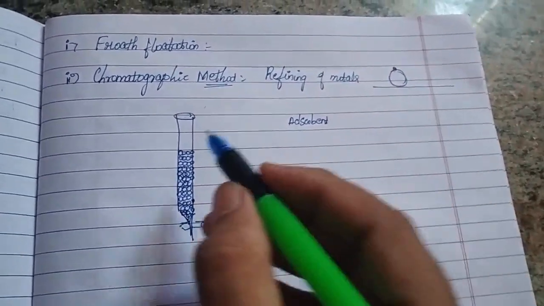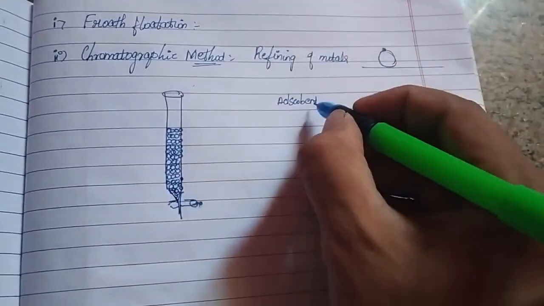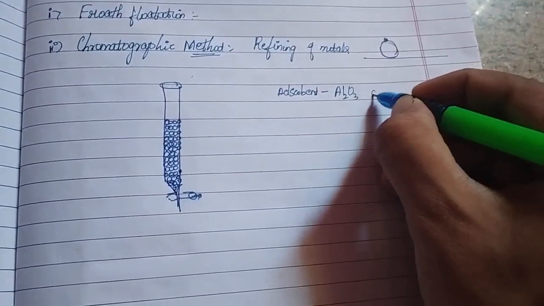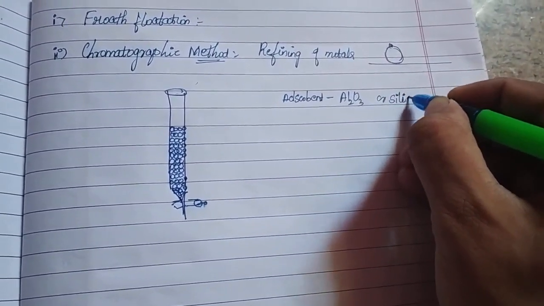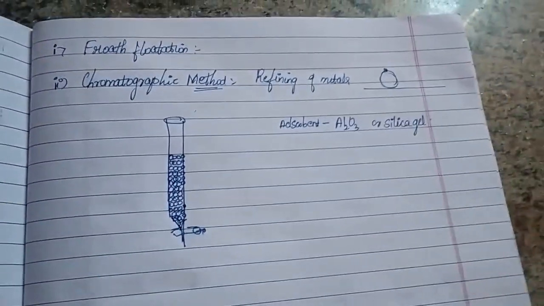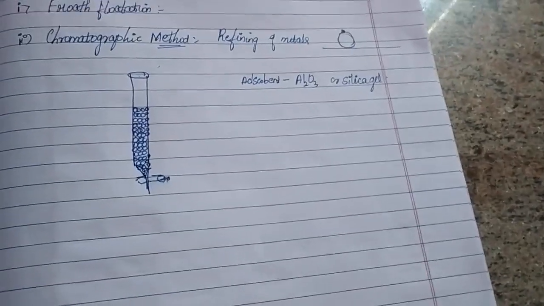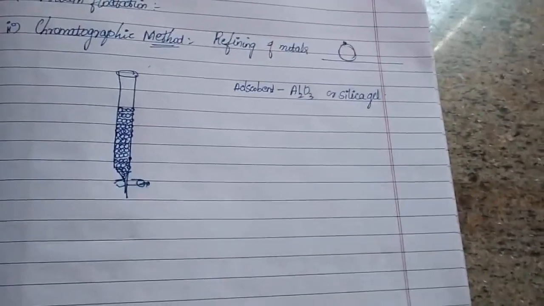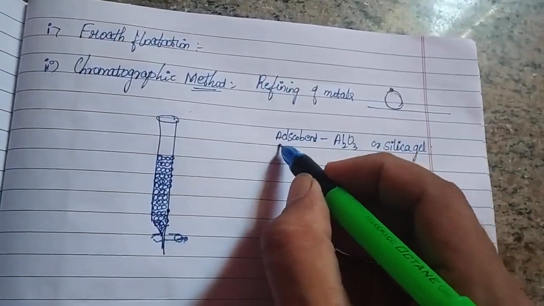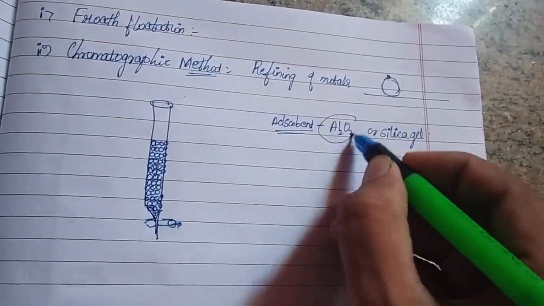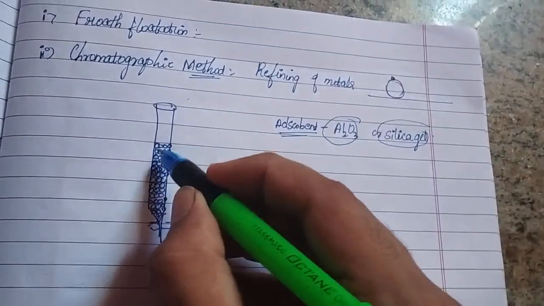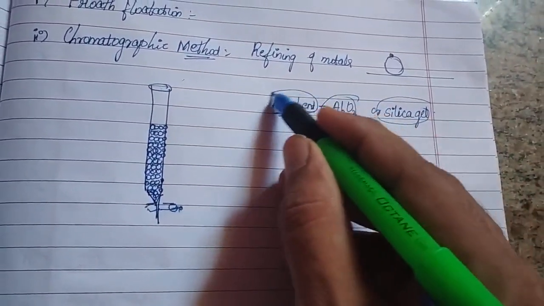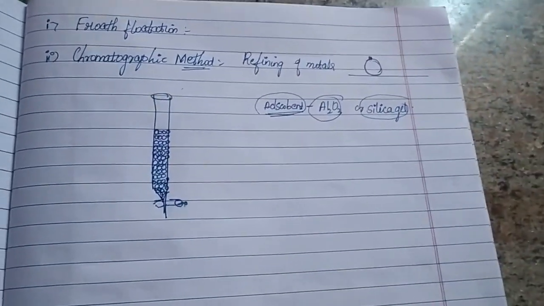Generally this adsorbent will be Al2O3 or sometimes silica gel. We have not seen silica gel basically. If I get time, I will show it in your classrooms. So the adsorbent will be Al2O3 or silica gel. Whatever we have packed in the column, first we pack the column with adsorbent.